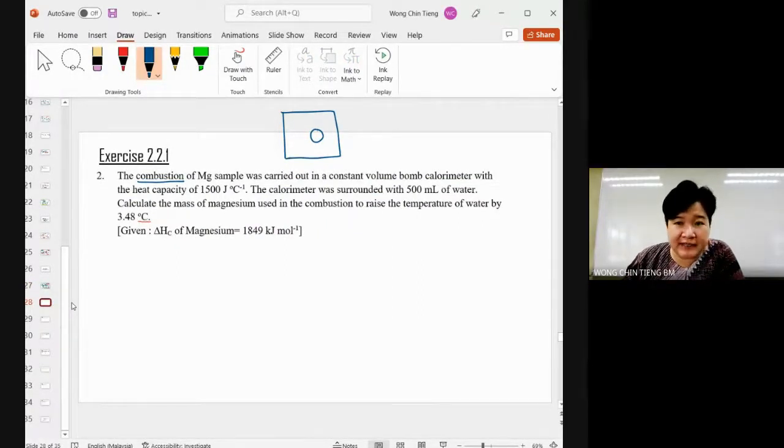Combustion of magnesium. So magnesium duduk dalam ni ya. Oh, dia tak bagi mass. Dia suruh cari mass lah tu. Okay. Was carried out in a constant bomb calorimeter with a heat capacity. Alright.